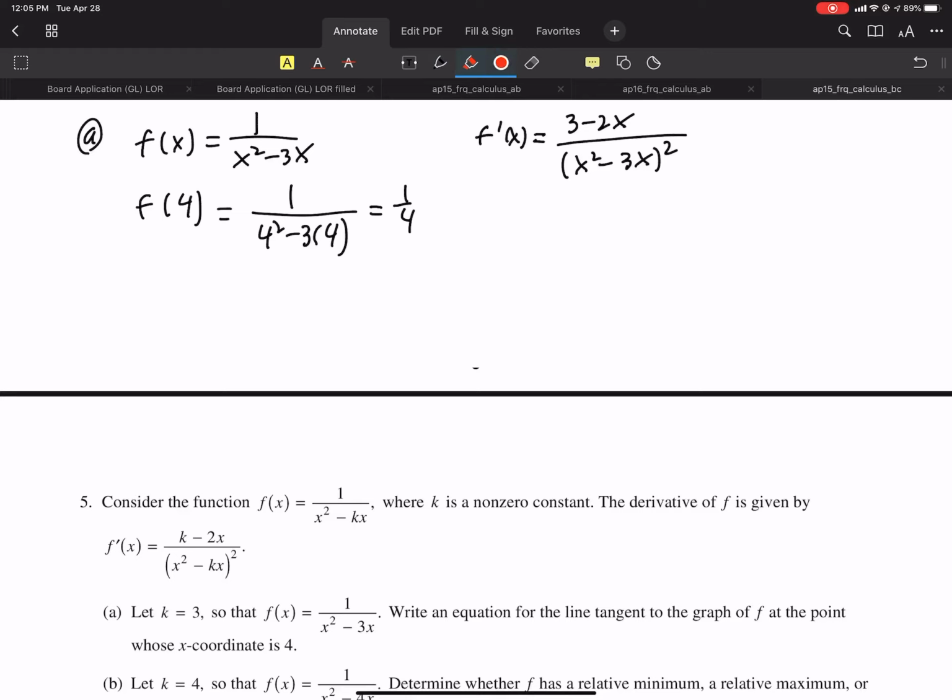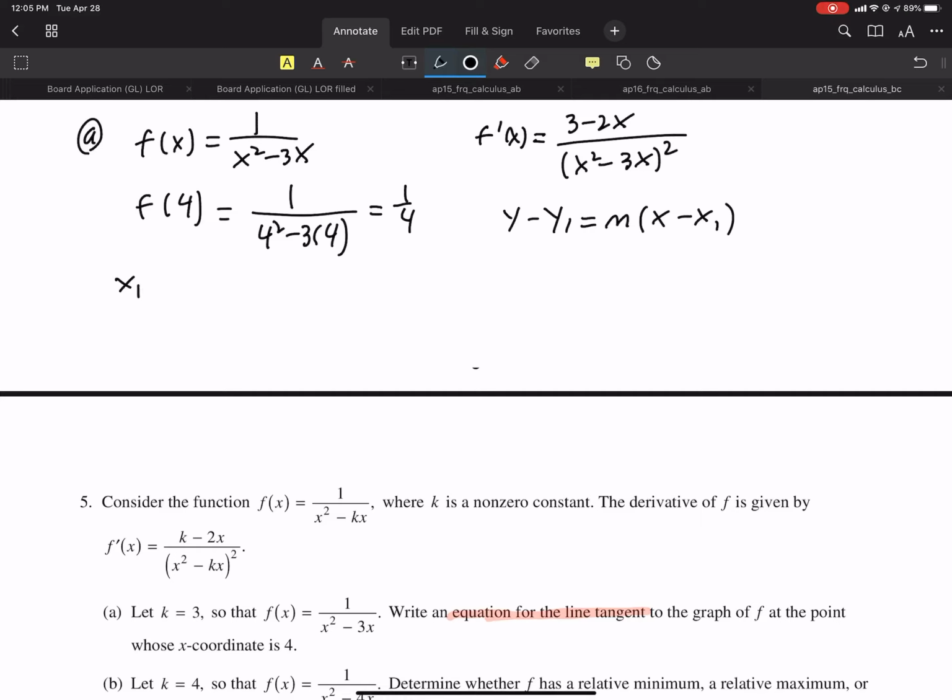Let's see what they want. They want the equation of the tangent line. So the first thing you should think is this: y minus y1 is m times x minus x1. So we need the point and the slope.